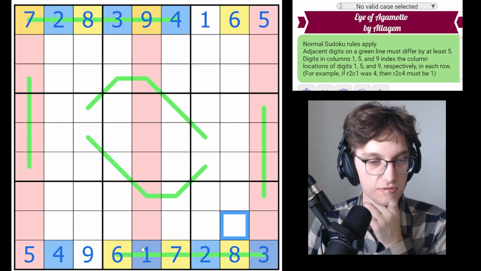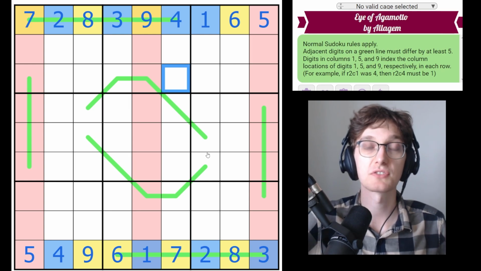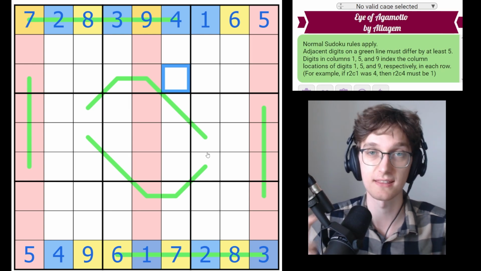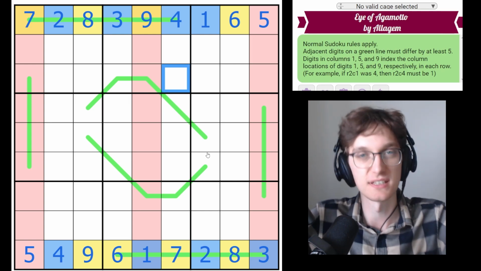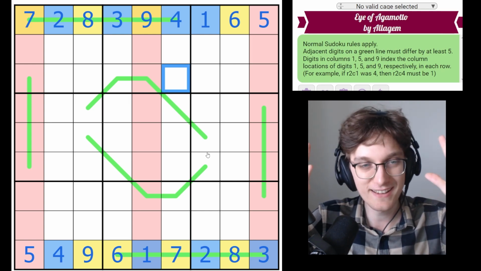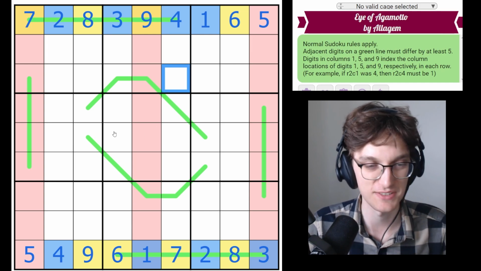Okay, we got 2 whole rows. Look at us. Nice. Honestly, just pause for a second. That is so cool that such simple rules can put in 2 rows immediately. I don't know. That's really cool to me.